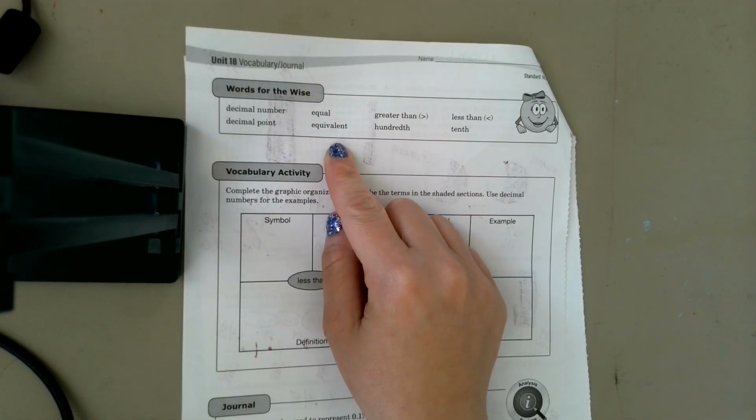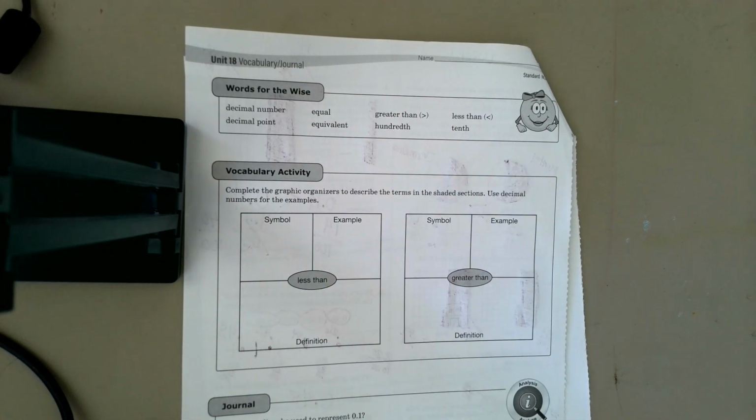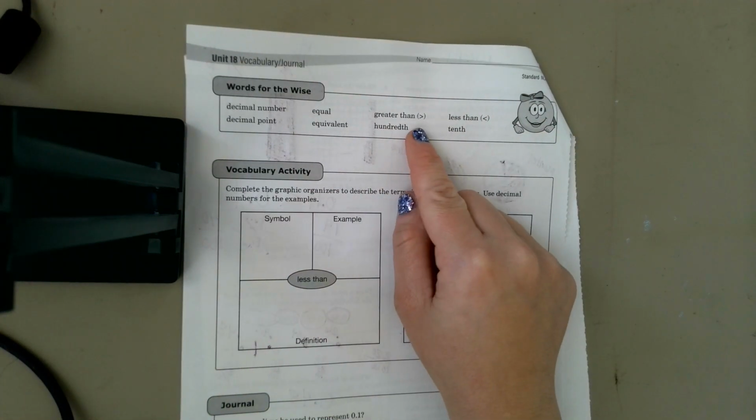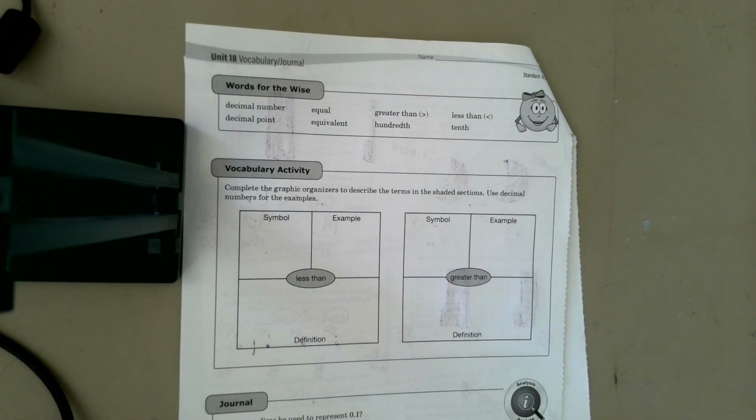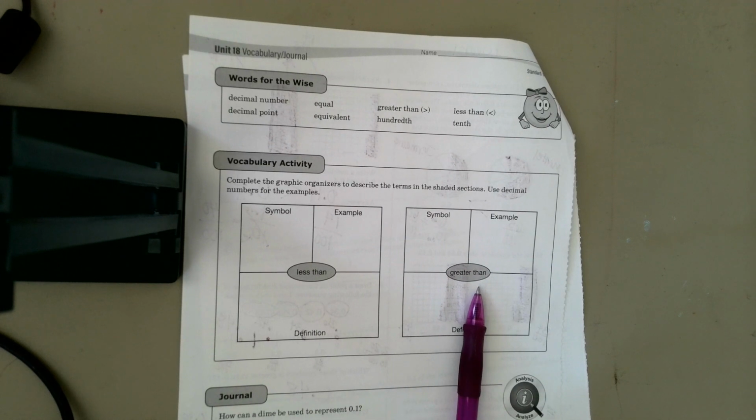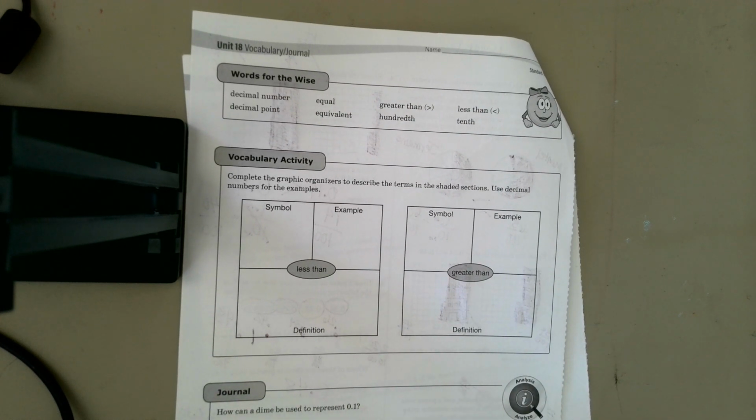We've got words like equal and equivalent. Those were from previous units that we've done. They have the same values, pretty much what it means. We have greater than, less than, alligator eats the largest number. I know you guys have been doing that for a while. And it says complete the graphic organizers to describe the terms in the shaded sections. So you have less than and greater than, and these are units that we have previously done. You're just going to apply them to decimal numbers. Use decimal numbers for the examples.